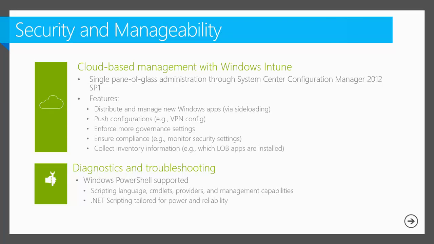You can deploy apps to Windows RT devices via sideloading. You can push out VPN configurations. You can enforce governance settings the same way that you could with Exchange ActiveSync. You can monitor those. It will report back the compliance details on that so that you can report on those security settings.